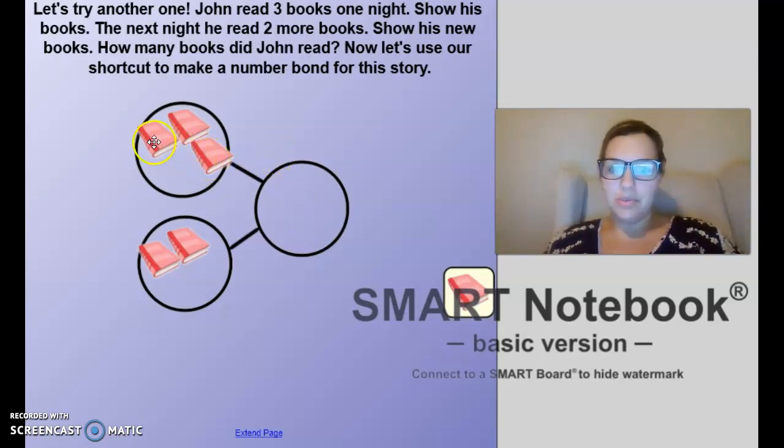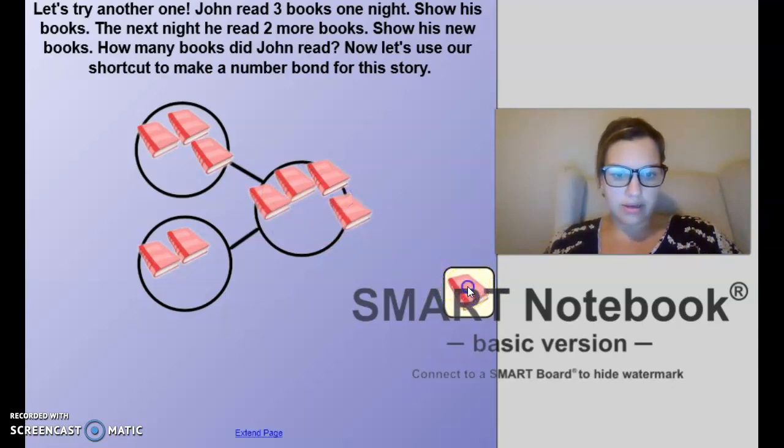So let's count. 1, 2, 3, 4, 5. So how many books do I need over in this circle in my whole? 5. 1, 2, 3, 4, 5. Do our pictures look the same?